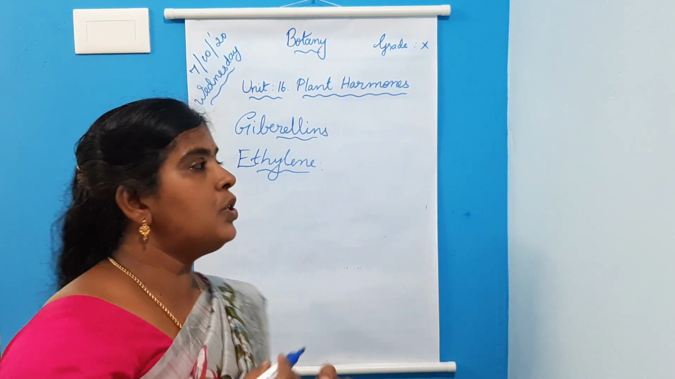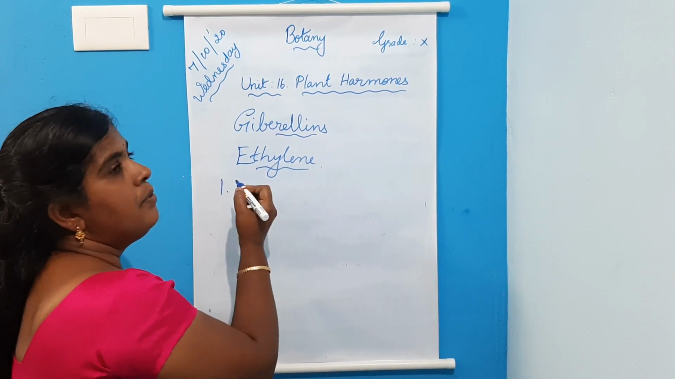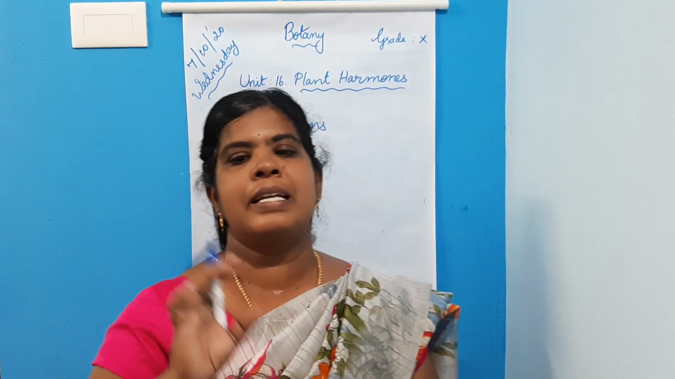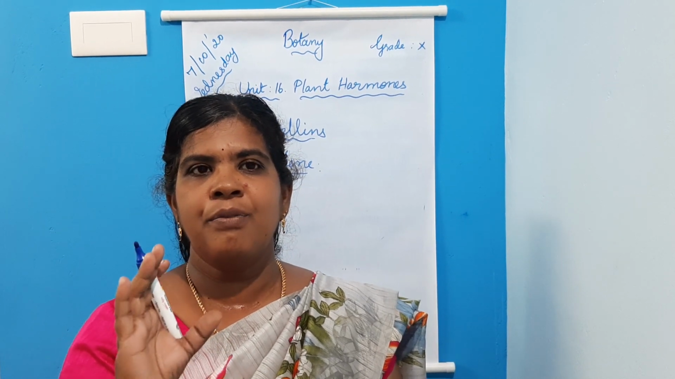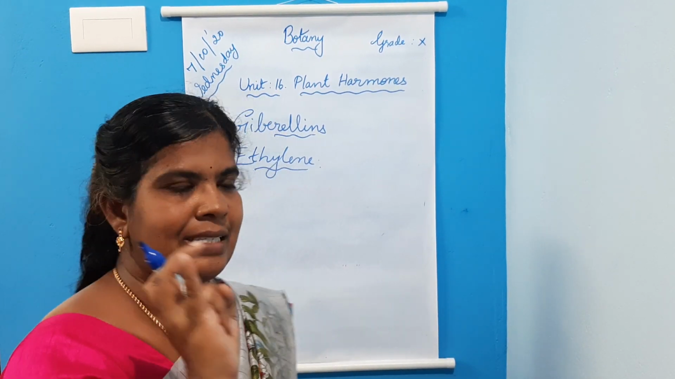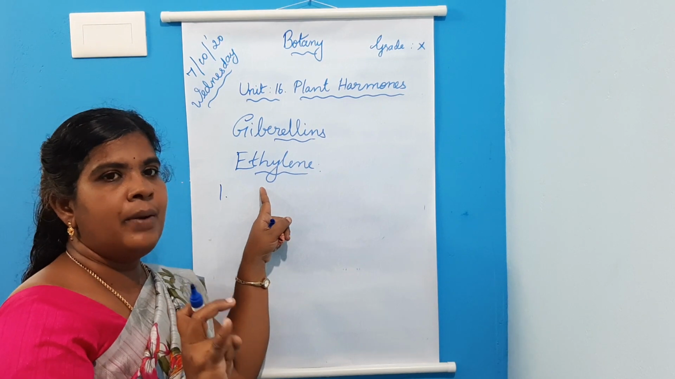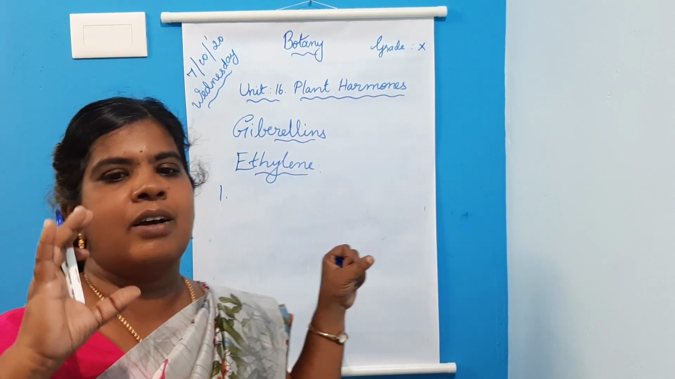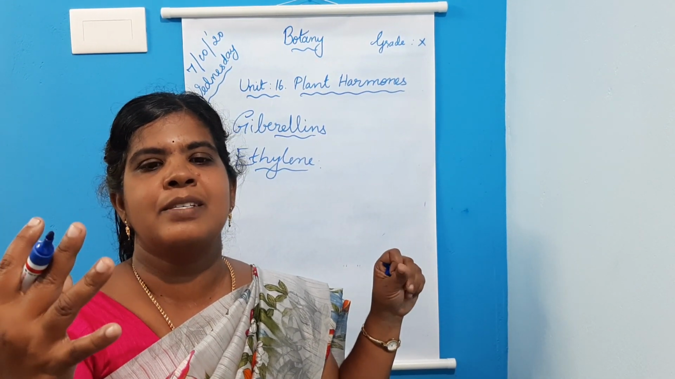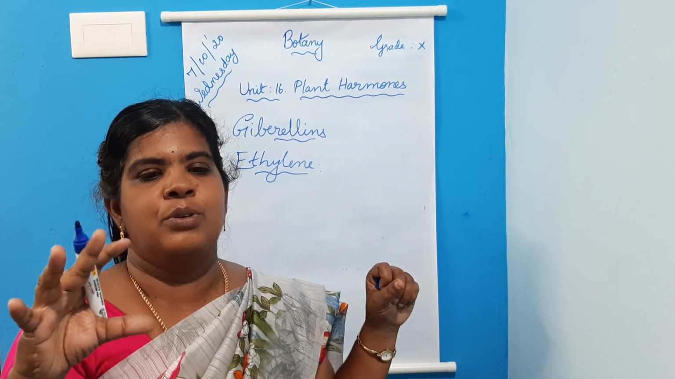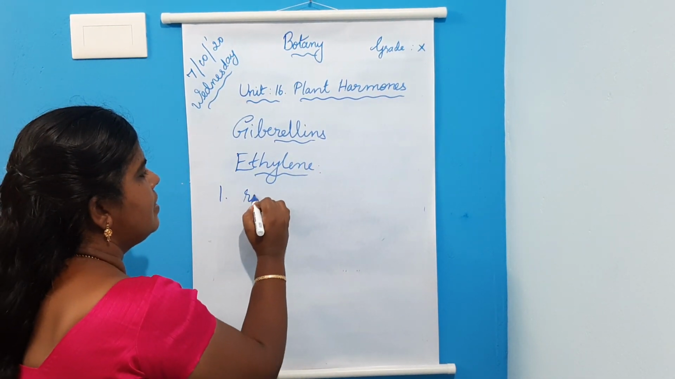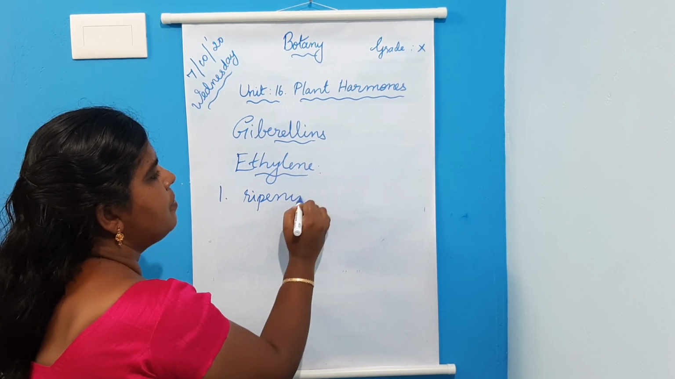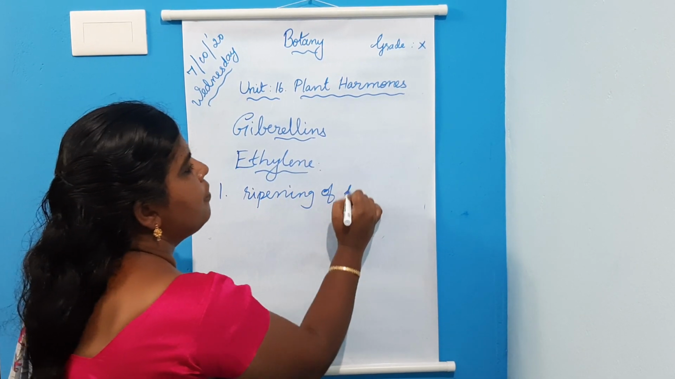Now, physiological effects of ethylene. First one is it promotes the ripening of fruits. Ethylene, a gaseous plant hormone, promotes ripening of fruits. Its production is maximum when the fruits attain maturity. What's the first effect? It promotes ripening of fruits.